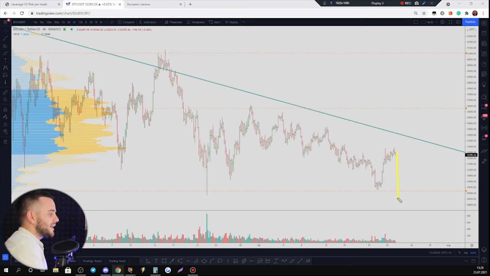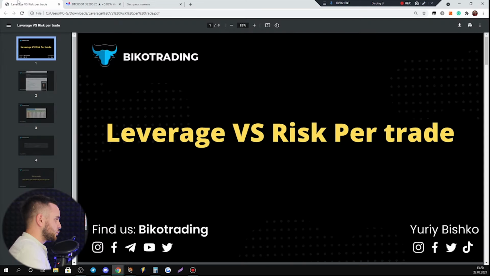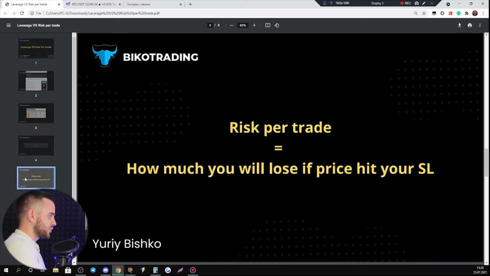That's why when you use leverage, it's important to ask yourself what kind of leverage you can use. But why is it not as important as risk per trade? Because the beauty of trading is risk per trade: how much money you will lose if price hits your stop loss. That's what risk per trade is.